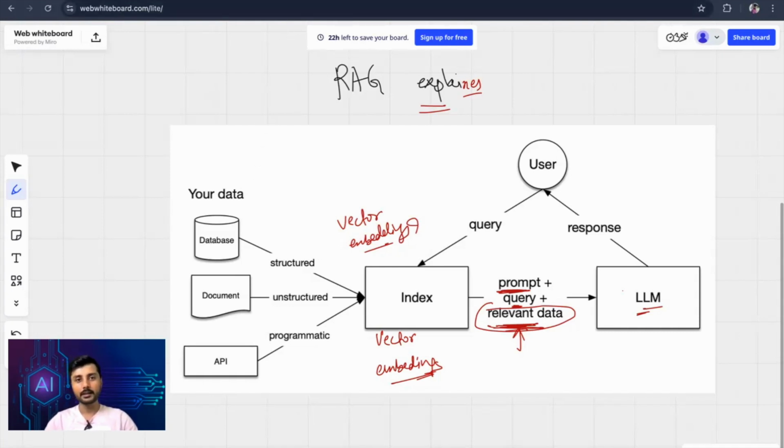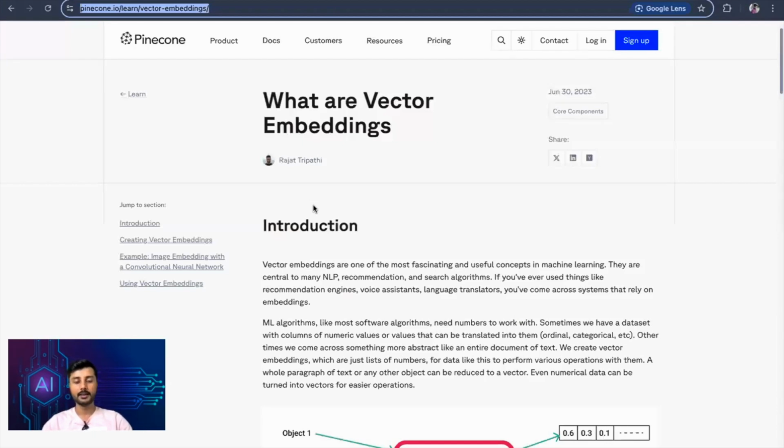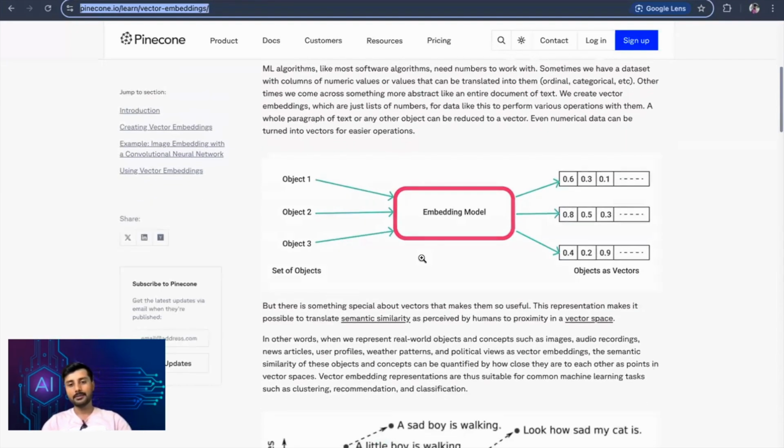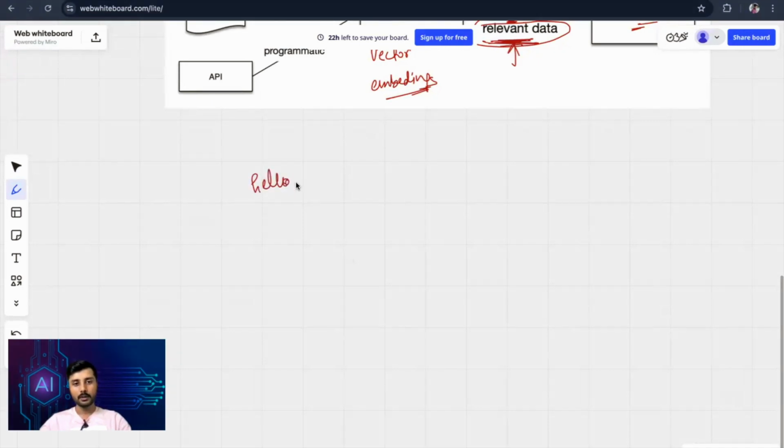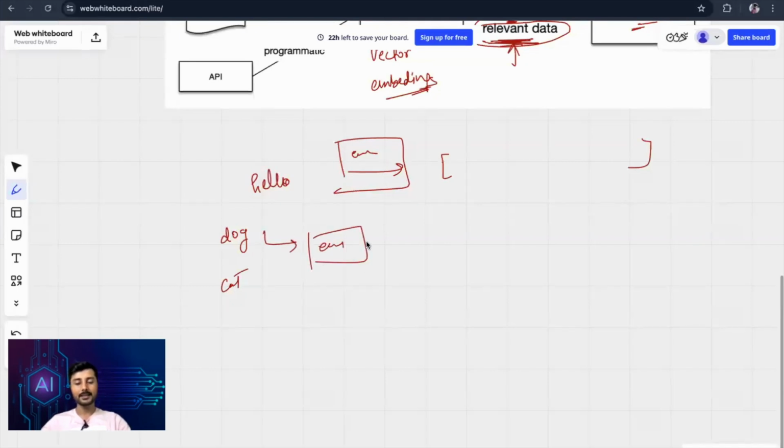So I'll start with the first topic, which is what are vector embeddings? In short, if you have some word, paragraph, sentence, anything, it is passed to an embedding model and converted into a vector. Let's say you pass the word hello. Hello will get converted into some vector using that embedding model, right? Similarly, if you pass dog and cat to the embedding model, they will be converted into vectors.